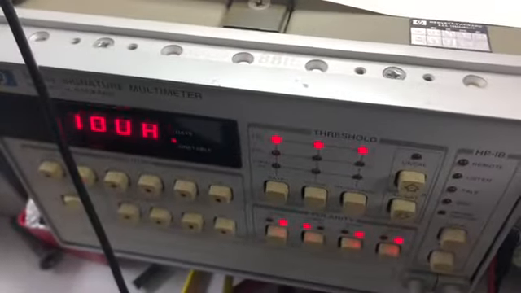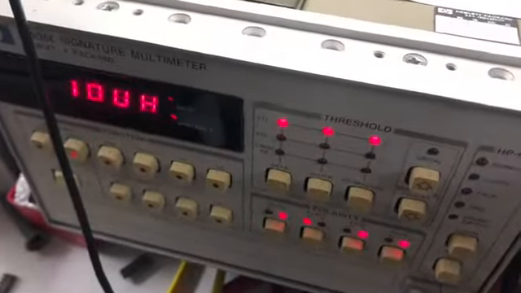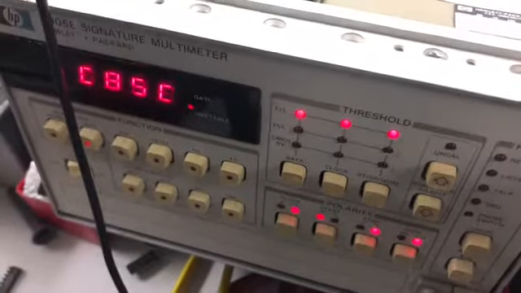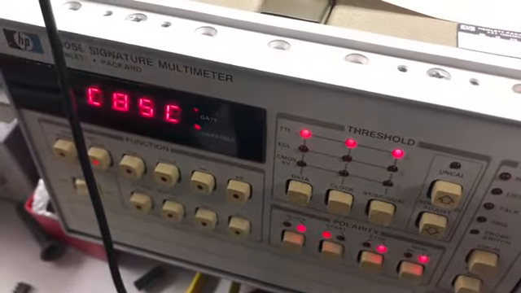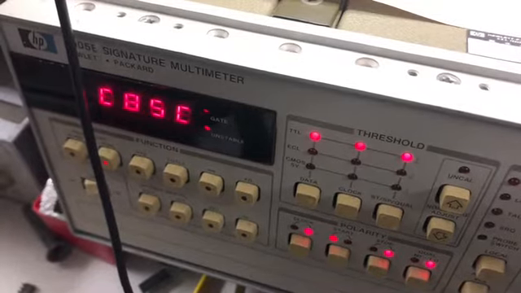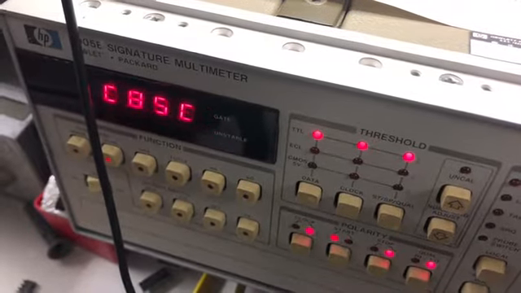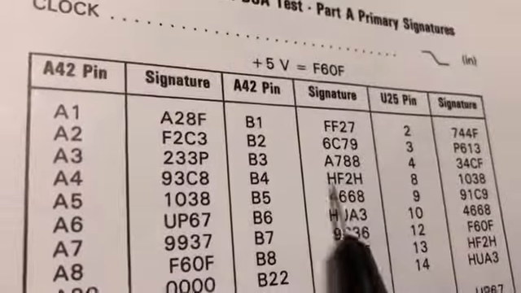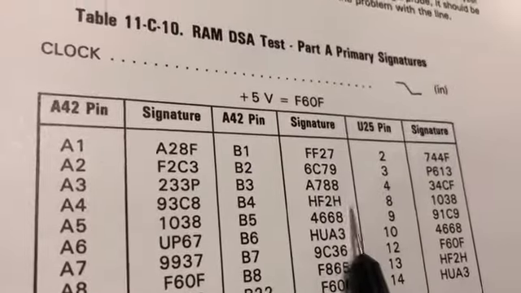Okay, the cycle is 8 seconds, so I need to wait a little bit. C85C. Let's see what we should have on B4. On B4, we should have HF2H. So that's wrong. Okay, let me swap the IC and see what's happening.